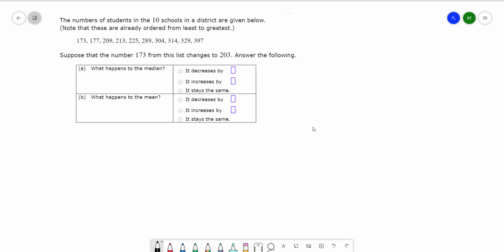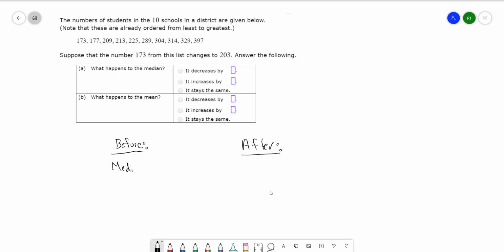It says, suppose that the number 173 from the list changes to 203. Answer the following. What happens to the median and what happens to the mean? In other words, we're going to calculate the median and the mean before, so let me just write down before we change the number 173 to 203. And we're going to calculate again after we change 173 to 203. And just to organize it, that's why I'm putting before and after.